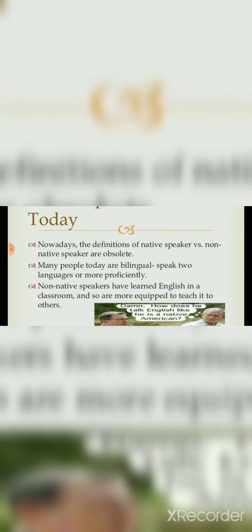Native speakers in ESL today. Nowadays, the definitions of native speakers versus non-native speakers are obsolete. Many people today are bilingual, speaking two or more languages proficiently. Non-native speakers have learned English in a classroom and so are more equipped to teach it to others.